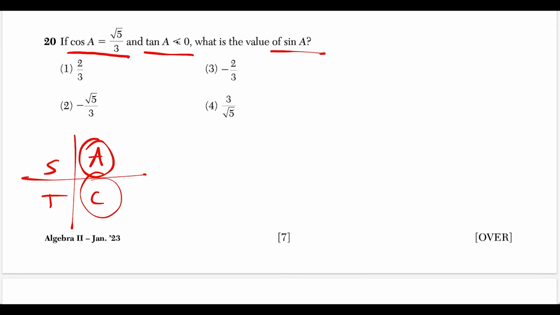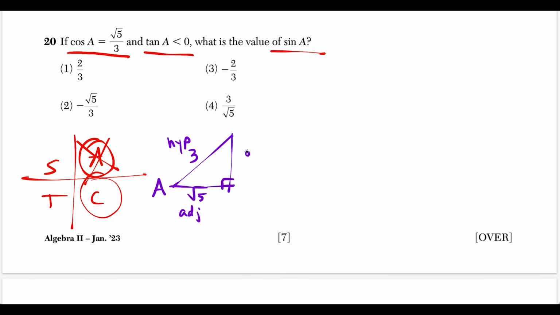But then next up we have tangent A is less than 0. So tangent of angle A can't be less than 0 in quadrant 1. So that means we have to be in quadrant 4. So then what I do from here is I set up a triangle, a right triangle, and I'm going to label this angle over here as angle A. And if cosine of A is square root 5 over 3, that means I could label the side adjacent to A square root 5, and the hypotenuse I'm going to call 3. So this is the hypotenuse.